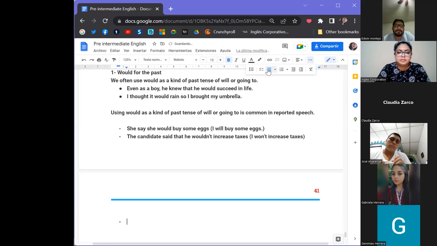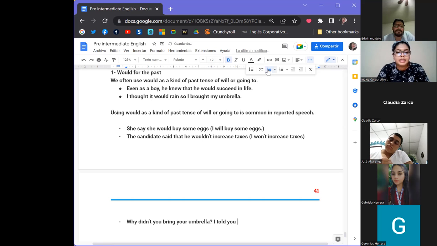And we have another one that is number three, and it says, "Why didn't you bring your umbrella? I told you it would rain." And we have the sentence that says, "It's going to rain." So in this case, we have the sentences that we are going to report.